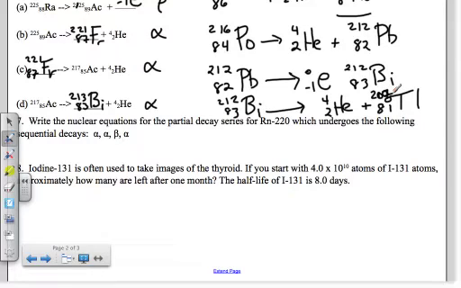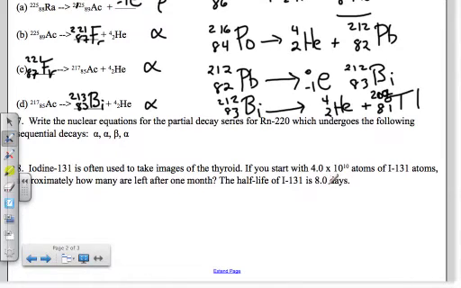Number 8. All right, so we're going to do some half-life equations now. We have iodine 131, often used to take images of the thyroid. And this is your initial amount. And how many are left after 1 month? The half-life is 8 days.